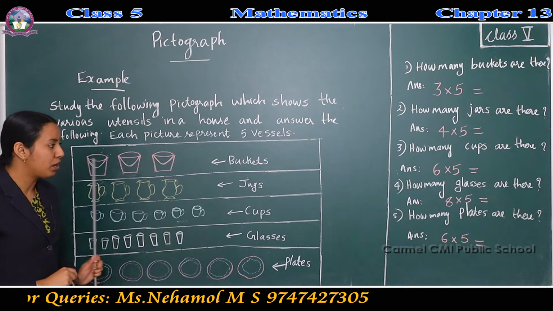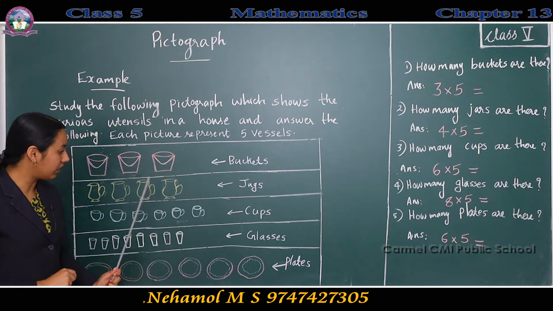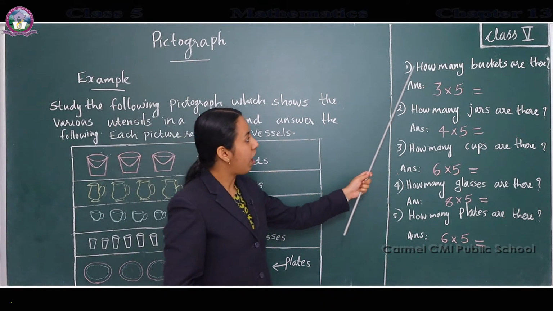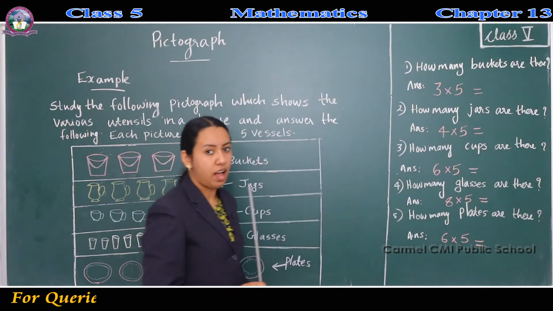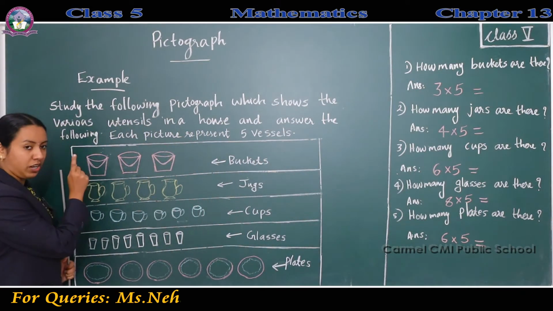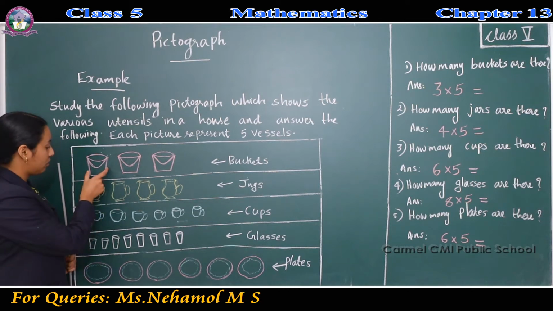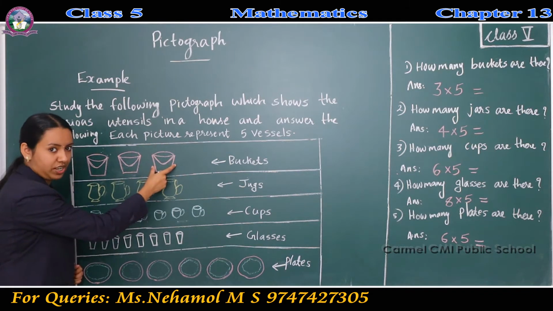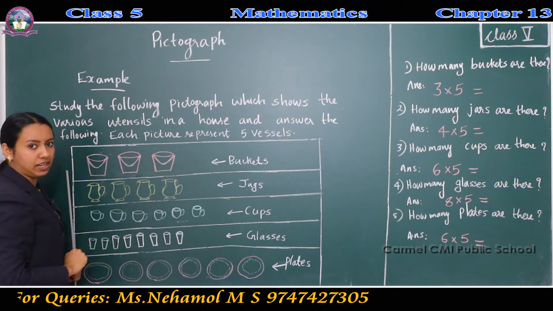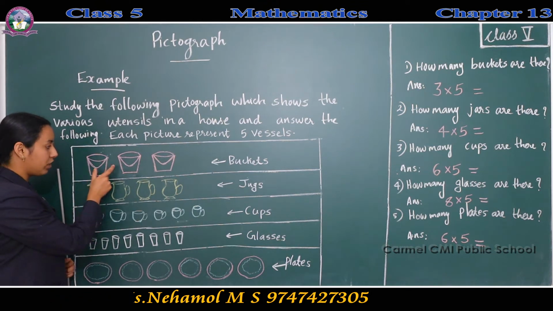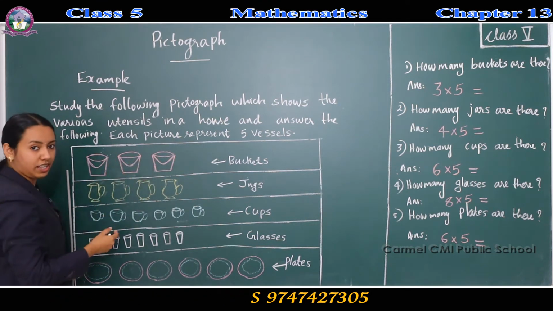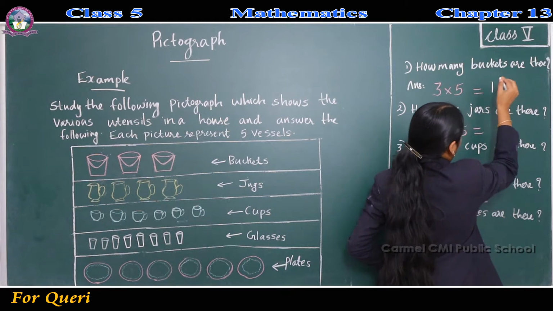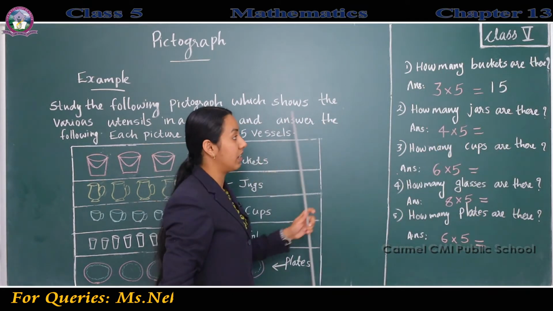Then this is the given pictograph: buckets, jugs, cups, glasses and plates. First question, how many buckets are there? One picture represents 5 buckets. So 5 plus 5, 10, 10 plus 5, 15. So total 15 buckets are there. In other words, 3 pictures are there, so 3 into 5. 3 5s are 15.